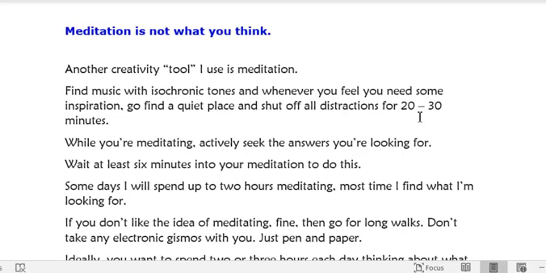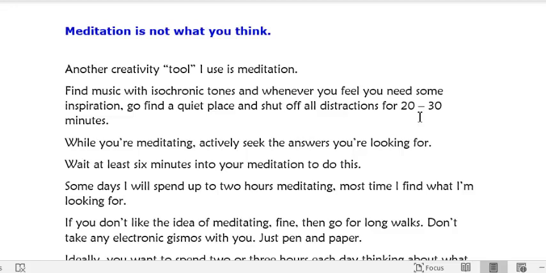So what I would do is I'd find music with isochronic tones, not binaural beats. Okay, this is important because it will take you deeper into these levels of mind. Then find a quiet place and shut off all distractions for 20 to 30 minutes. And while you're meditating, actively seek the answers that you're looking for.